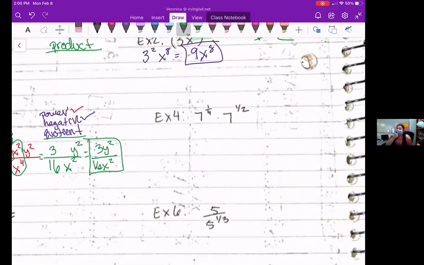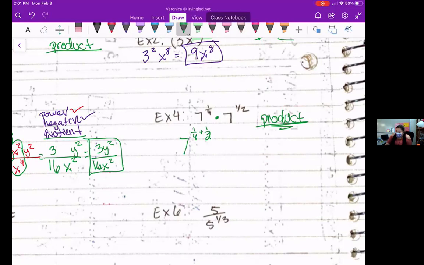Okay, example 4, same thing, but your bases are numbers. You can still apply the laws of exponents. Why? Because these are the same base and you're multiplying them. So what law would this be? Product, because we have multiple of the same base. So we're going to have 7 to the power of 1/4 plus 1/2. That's what you do with the exponents.